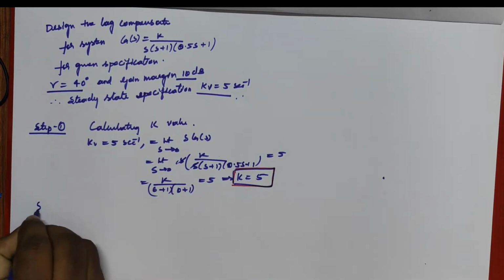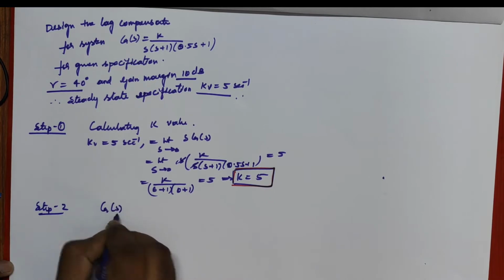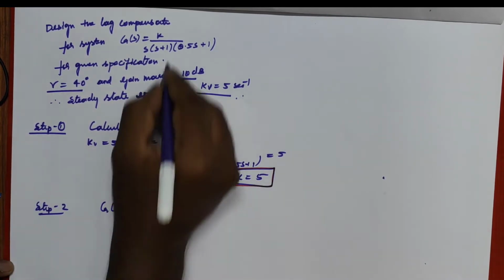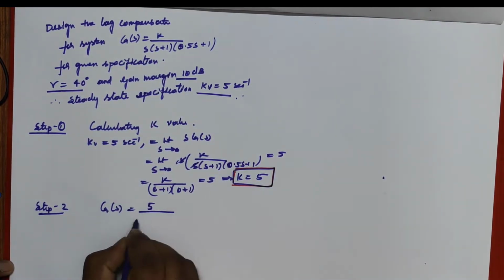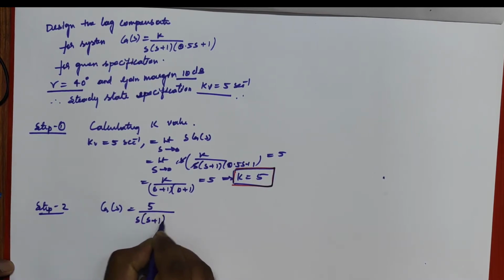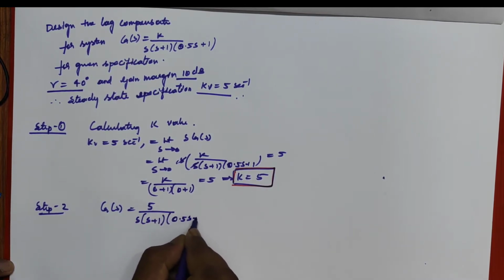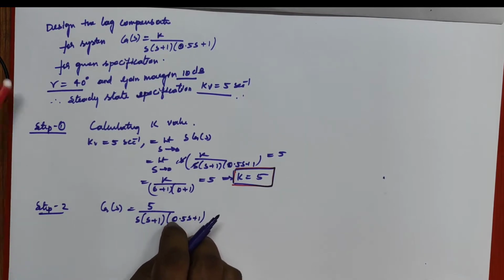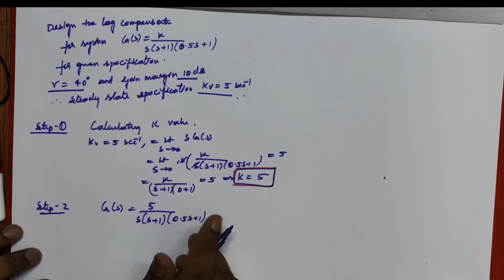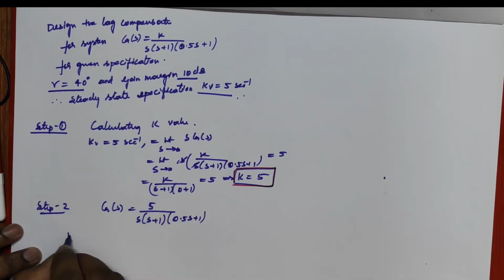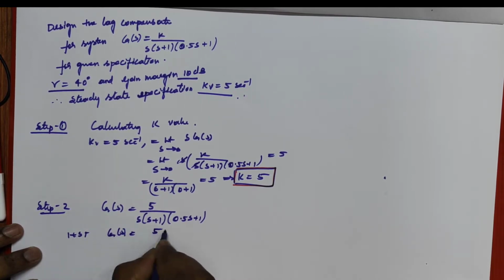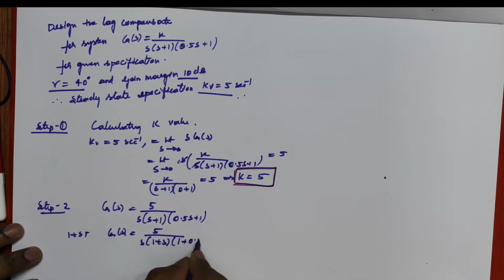Now step 2 is to design a Bode plot for g of s. Since you got k equal to 5, you substitute this here, so I'll get 5 by s into (s plus 1)(0.5 s plus 1). Before doing the Bode plot, you have to transform this whole thing into 1 plus sT form. So g of s equals 5 by s into (1 plus s)(1 plus 0.5 s).